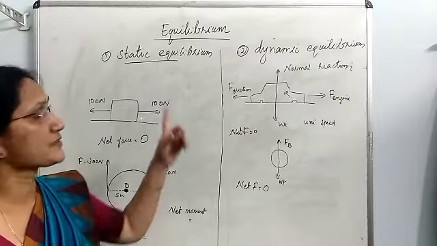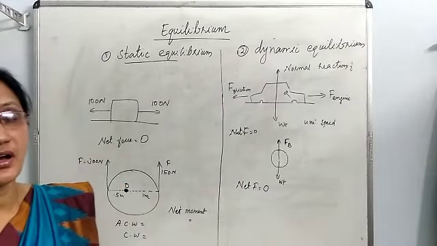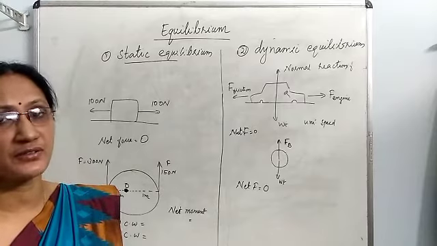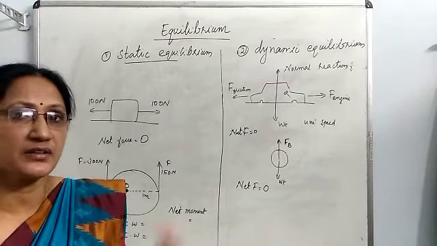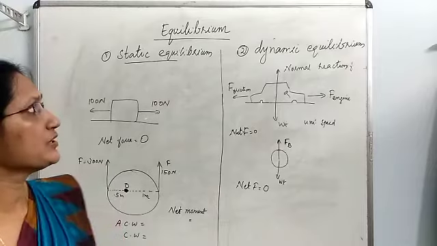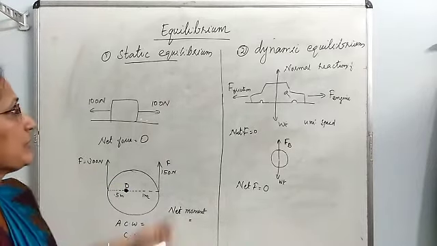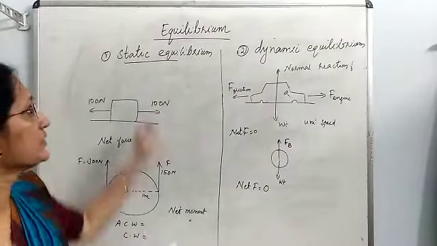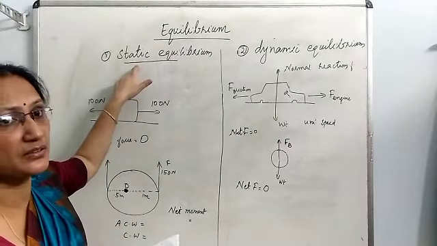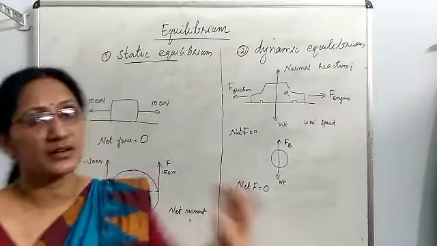Next topic we will discuss is equilibrium. When a large number of forces are acting on a body, but the body continues in its same state, either rest or motion, then the body is said to be in equilibrium. There are two types of equilibrium, static equilibrium and dynamic equilibrium. The word static means stationary. That means the body is at rest. Dynamic means the body is under motion.